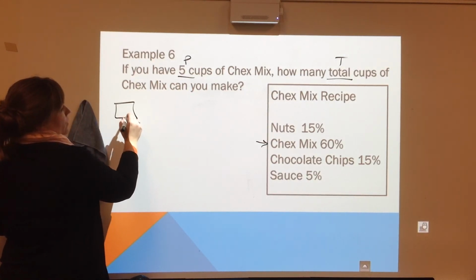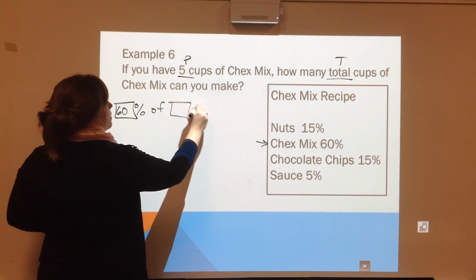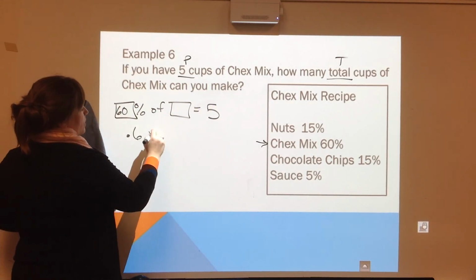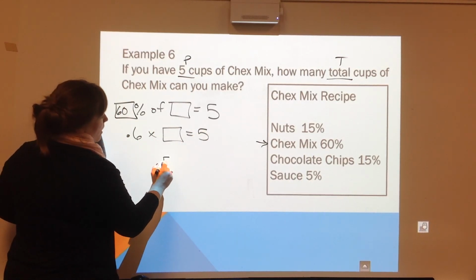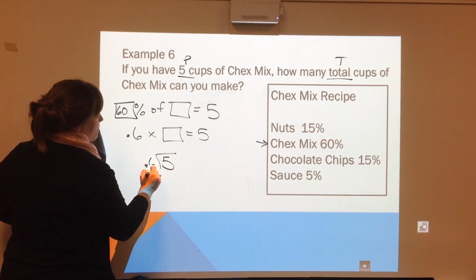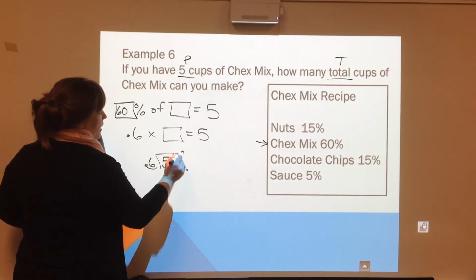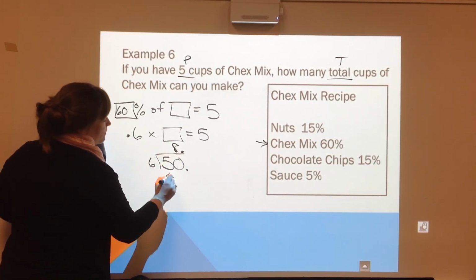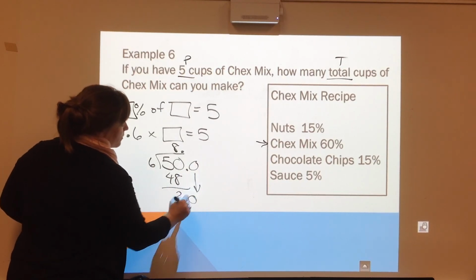So I have 60% of something equals 5. So that is 0.6 times something is 5. And I'm going to divide by that decimal. I'm going to move it over. And I'm getting 6 times 8 is 48. And I have a 2. I'm going to annex a 0.